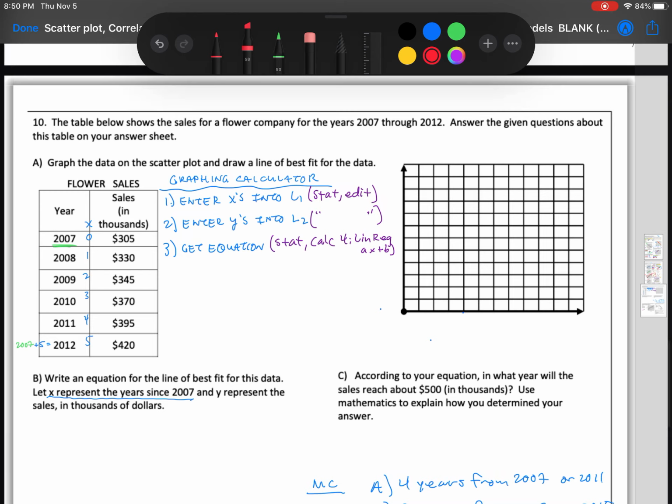Number 10. The table shows the sales of a flour company for the years 2000 through 2012. Answer the given questions about this table on your answer sheet. Okay, so graph the data on the scatter plot and draw a line of best fit, or the regression line. So let's do that. Okay, so I'm going to graph that here.